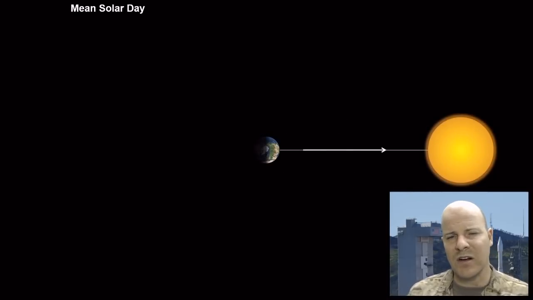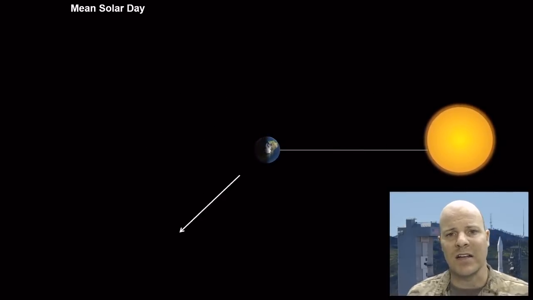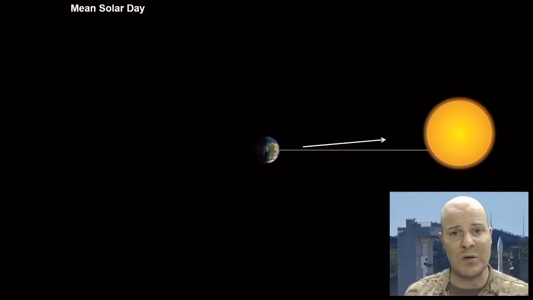So let's start and think about what a solar day is, because this is kind of easy to understand. So a solar day is basically a full day wherein the sun moves from essentially noon to noon overhead.